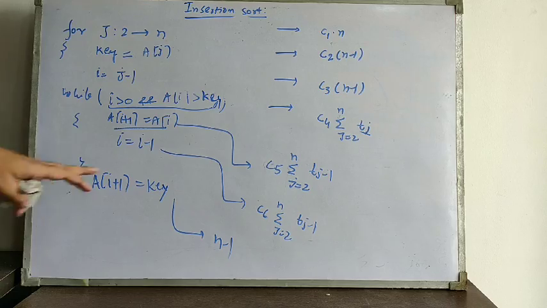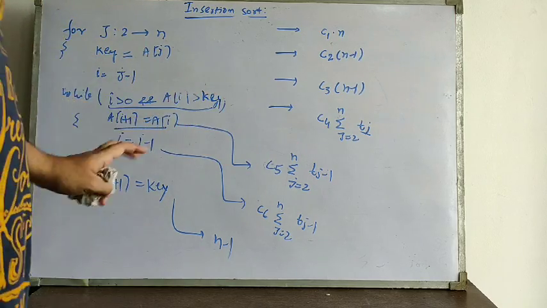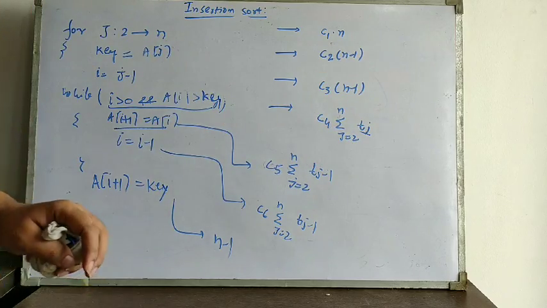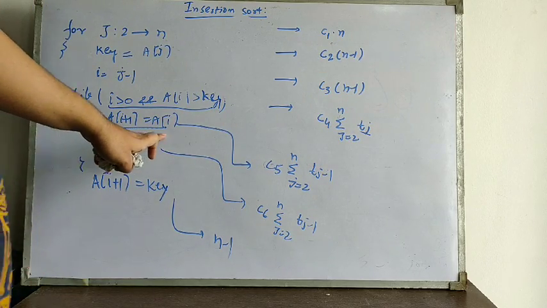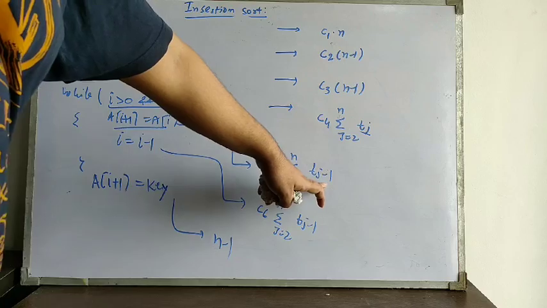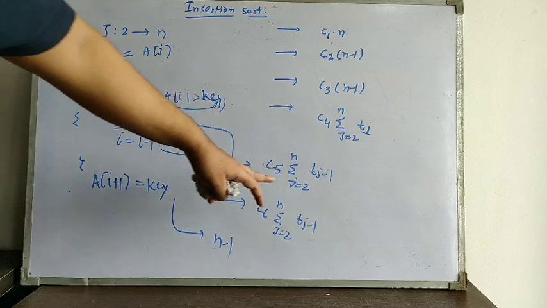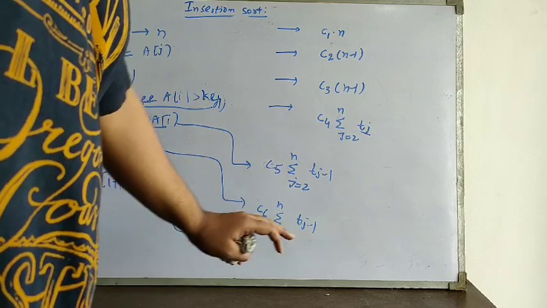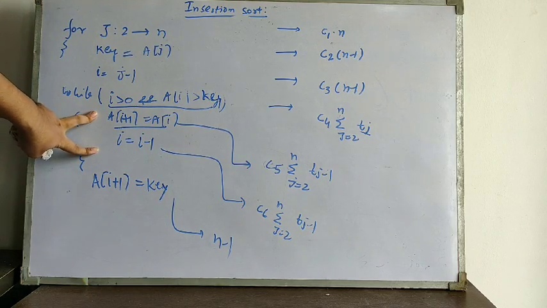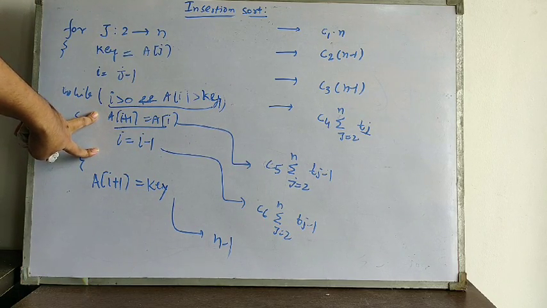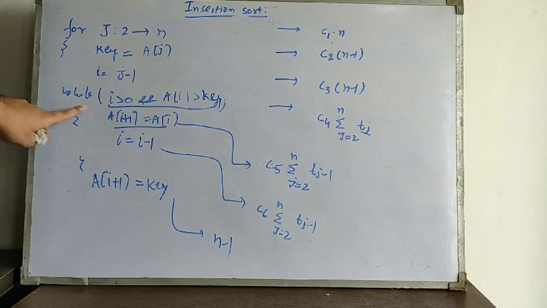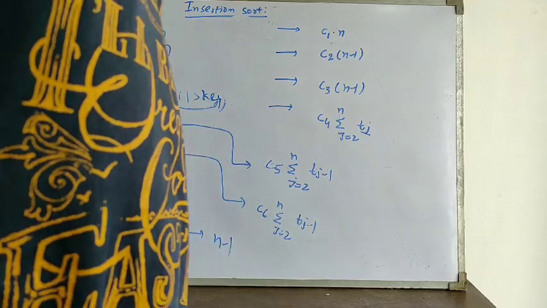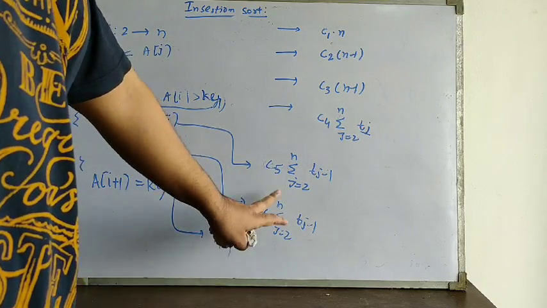Okay, so Tj is the complexity for this statement, and this statement will execute from 2 to n. Now this statement will execute one less, so this will be Tj minus 1, and similarly this will execute 2 to n. This statement will also be Tj minus 1 because the loop body will execute at least one less than the loop statement. So loop statement execution was Tj, this will be Tj minus 1, and this will run 2 to n.